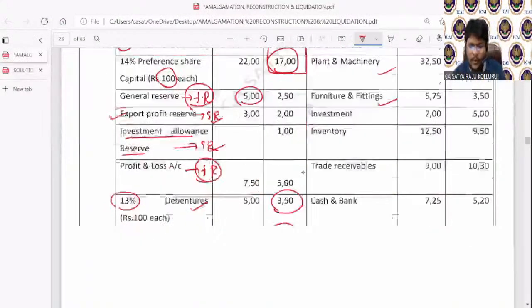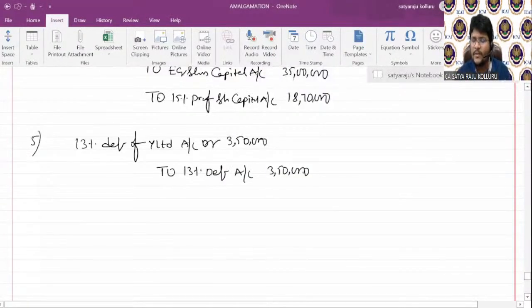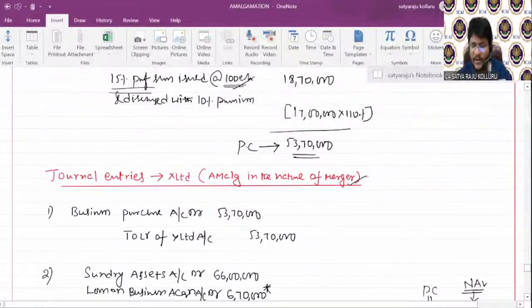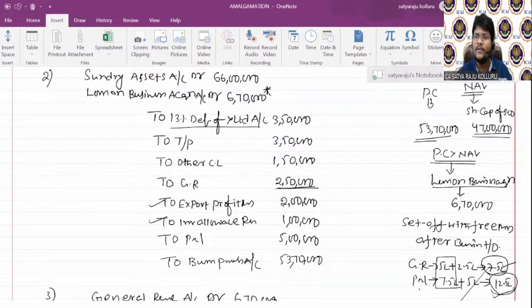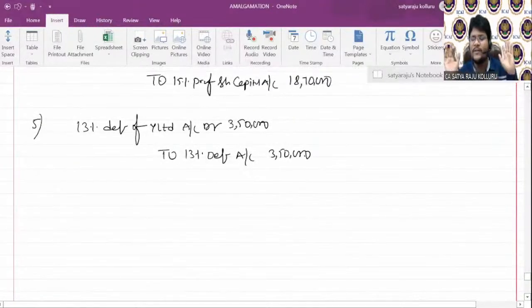Sir, in the problem, they asked that statutory reserves of Y Limited be maintained for 2 more years. Sir, do I need to pass the amalgamation adjustment entry? No, because the amalgamation is in the nature of merger. You already incorporated the statutory reserves of the selling company in the books of the purchasing company. In case of the purchase method, you are not incorporating the statutory reserves of the selling company into the books of the purchasing company. At that time, you need to pass the entry amalgamation adjustment account debtor to statutory reserve account. Just clarifying that one as well. That's why, in the nature of merger, the entries are so much simpler.